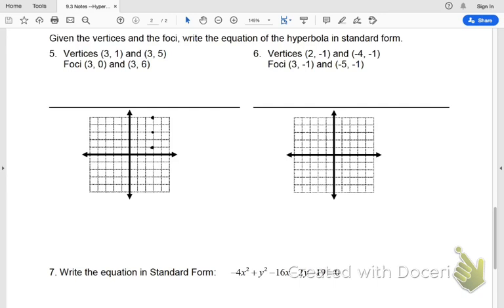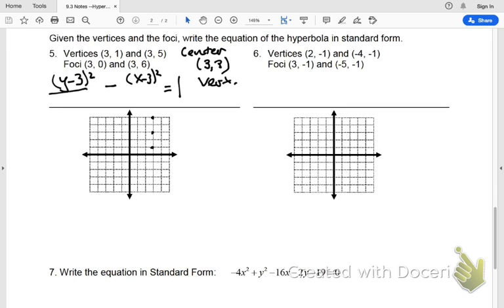So I know I have a center at 3, 3. I also know that it's a vertical one. If you can kind of see your center here, your vertices are above and below that center, so that tells me that it's vertical, which means that my y value has to go first. So I'm going to do y minus 3, the quantity squared, and then you have a minus sign, and x minus 3, the quantity squared, showing that center in there, has to equal 1.